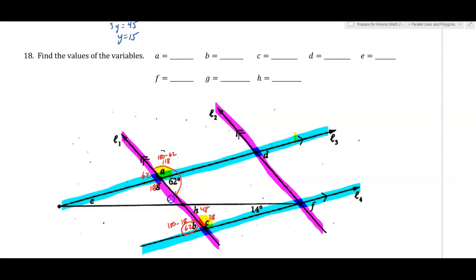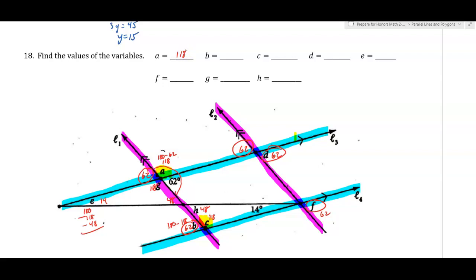Now, if H is 48, I know this angle is 48 degrees. Now to find E, 180 minus 118 minus 48 is going to give you 14 degrees. Now, if I look here, if this is 62 degrees, I know this is 62 degrees because those are corresponding angles with those parallel lines, which makes this 62 degrees, and these are corresponding angles, so that's going to be 62 degrees.